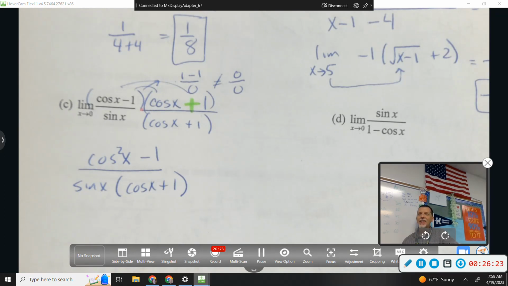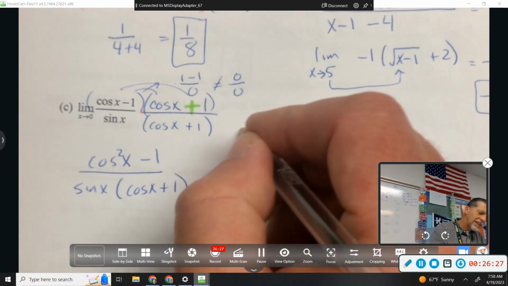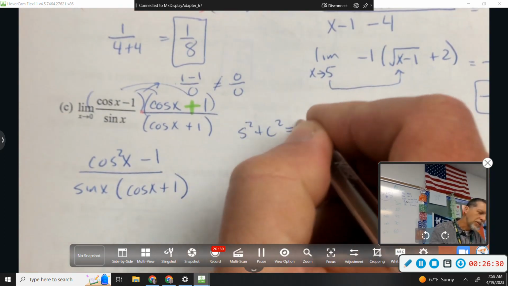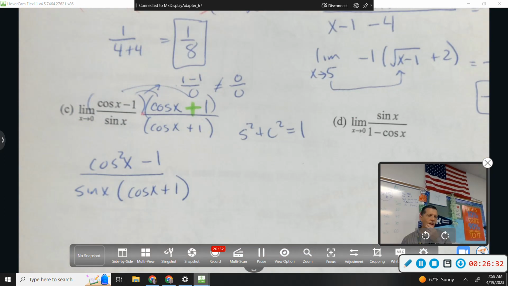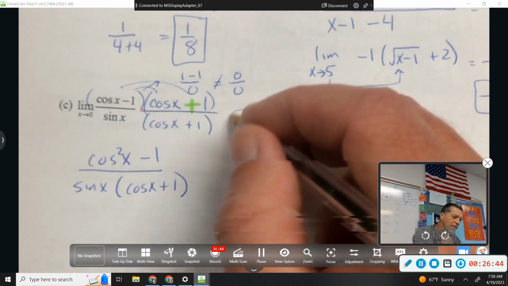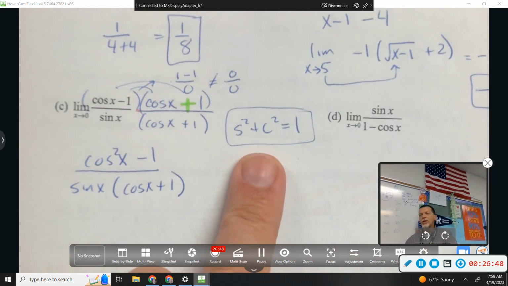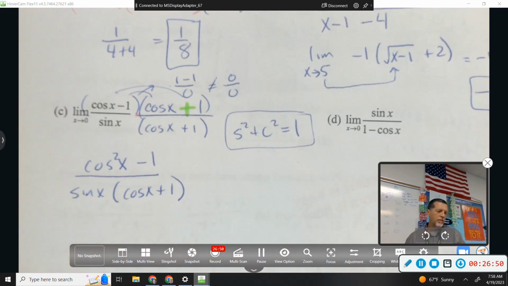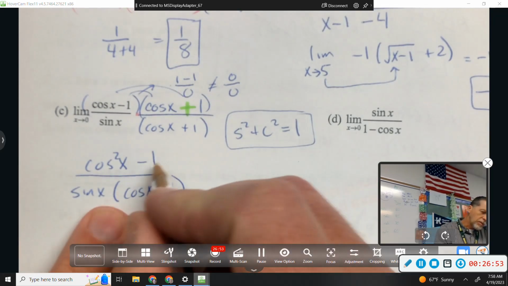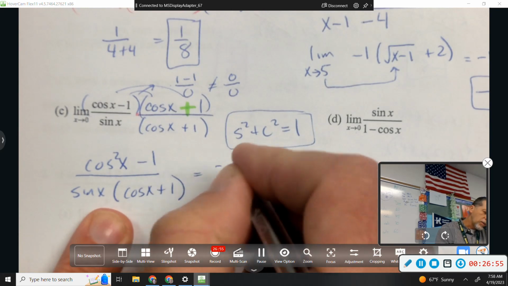The top equals sine x squared, right? Because sine squared plus cosine squared is 1. So cosine squared minus 1 would be negative sine squared. Of all of those trig identities, that's the one we use most often. So cosine squared minus 1 would be negative sine squared.